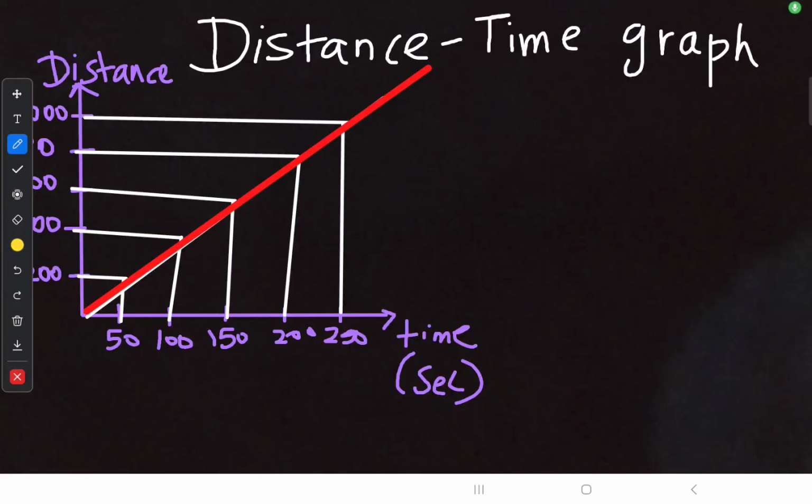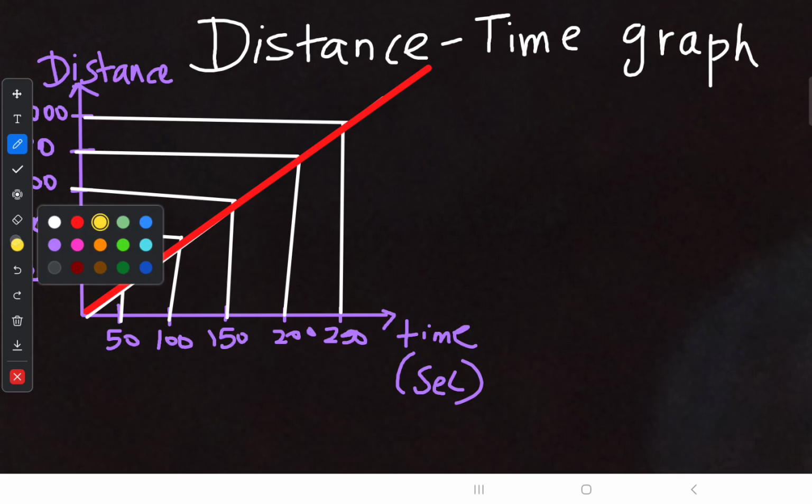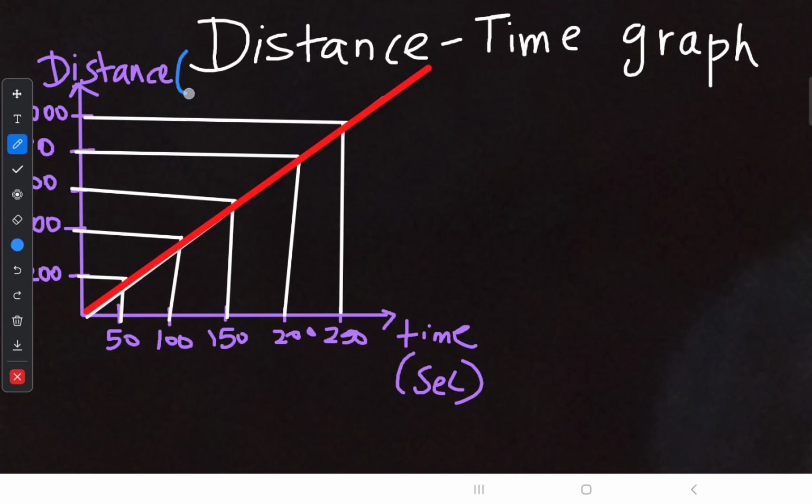Distance versus time graph. In this distance versus time graph, we are going to identify some unique features. The horizontal axis shows the time. Mostly time is indicated in seconds, sometimes it might be hours, and in some cases it can be minutes also, but that's not the more popular one.